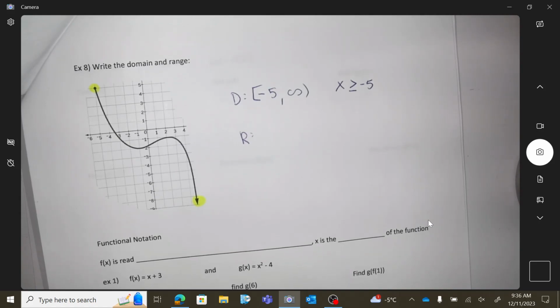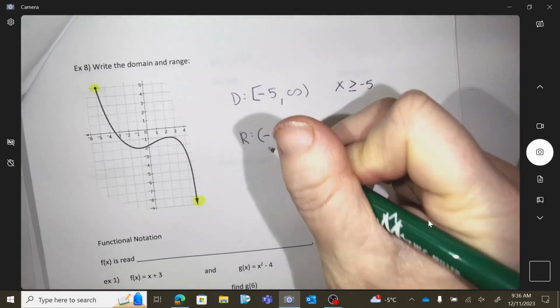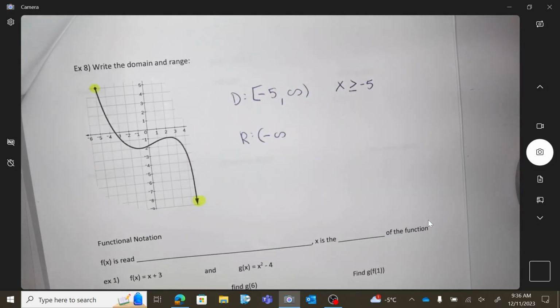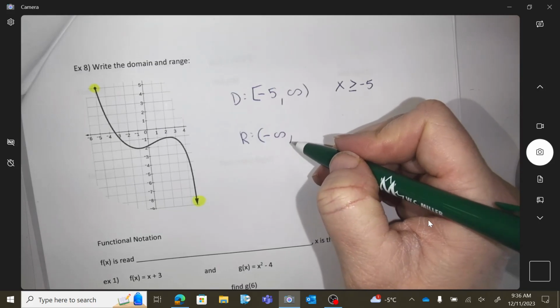The range. Lowest. You have to start lowest. So what is the lowest this is? -infinity. Did you pick that? -infinity is the lowest it will go because it's going down, down, down. You have to put that first. Comma, highest.